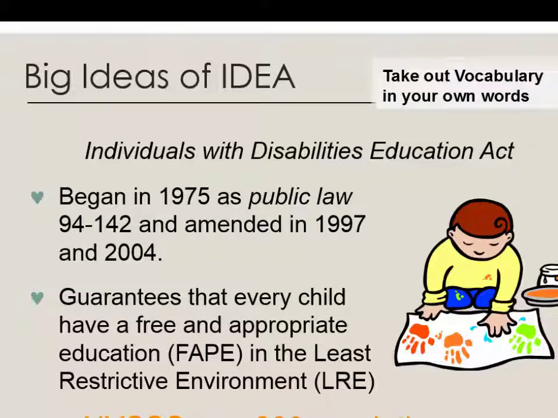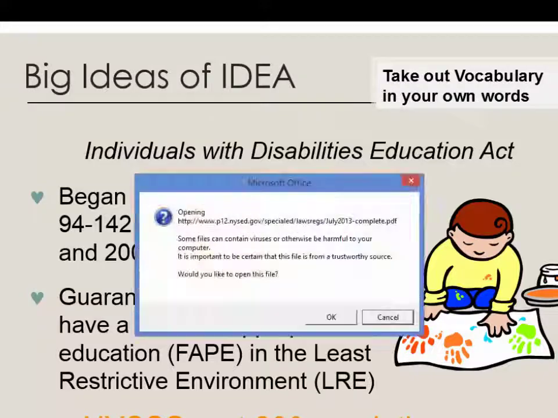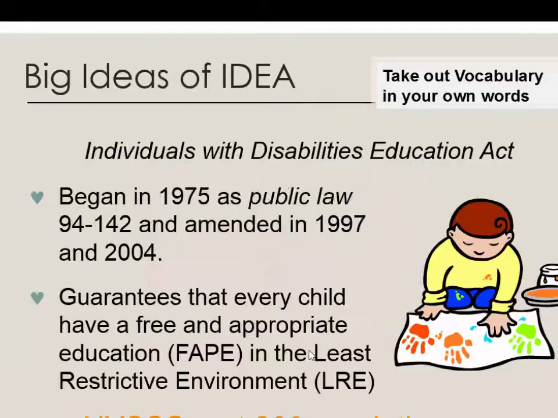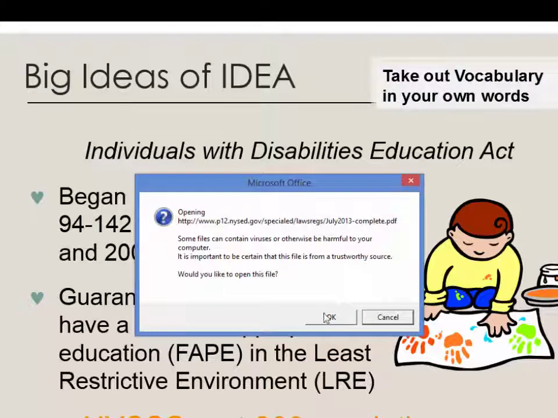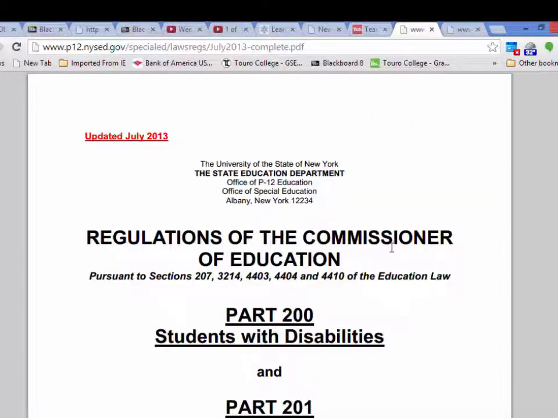You also should click on this Part 200 regulations. These are New York State's regulations when it comes to all special ed regulations and processes and procedures, timelines, everything you need to know about special ed in New York State, you'll find in these Part 200 regulations. Okay, they're there.